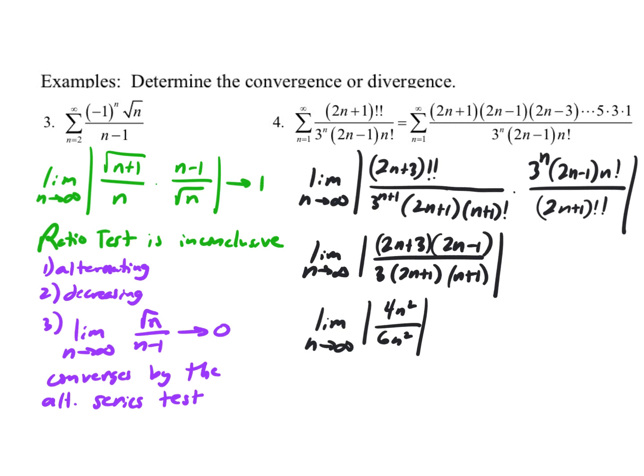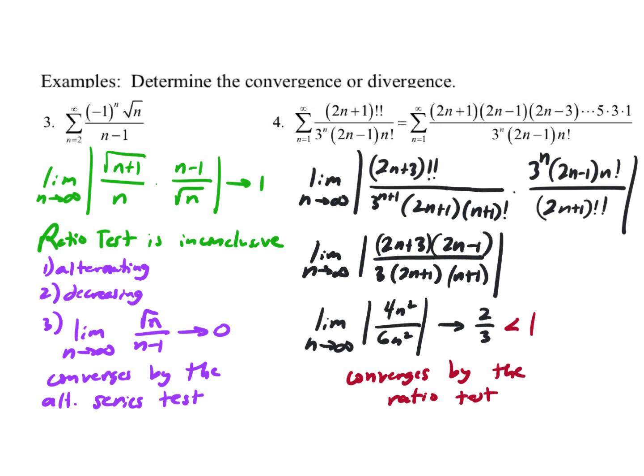Well, of course, this limit approaches 2/3, or 4/6, okay? Which is less than 0. Sorry, less than 1, not 0, less than 1. So therefore, my original series converges by the ratio test, because the limit of this whole thing is less than 1.